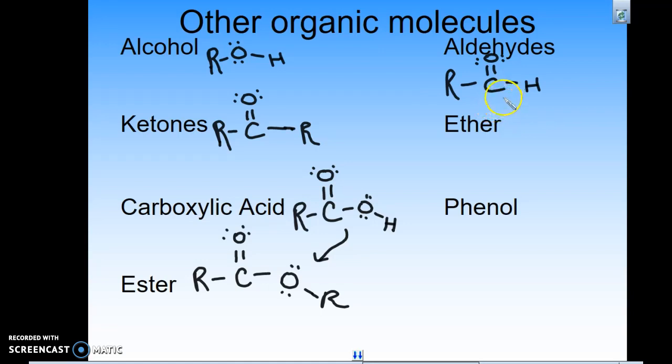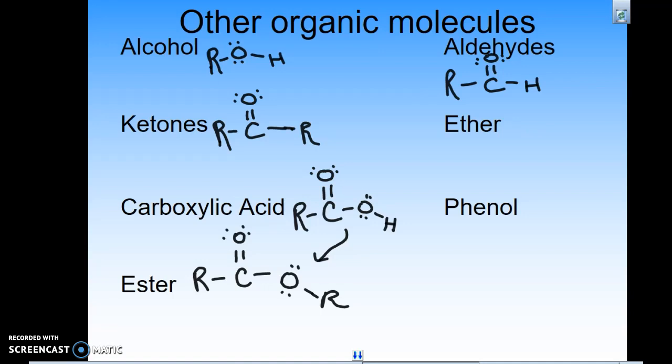Aldehydes are in certain fragrances too, like Chanel No. 5. Vanilla and cinnamon are also aldehydes that smell really good. And also formaldehyde does not smell that good, but that's used to preserve animals, but that's a known carcinogen too.